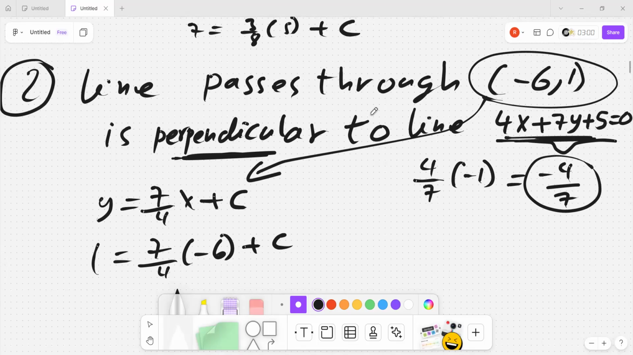4 over 4 times -6. 11.5, this is what I got first. Okay, it doesn't matter, we are just training on how to find the full equation. Okay, perfect.